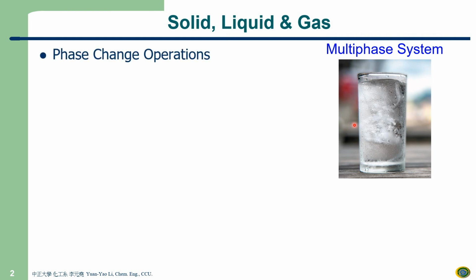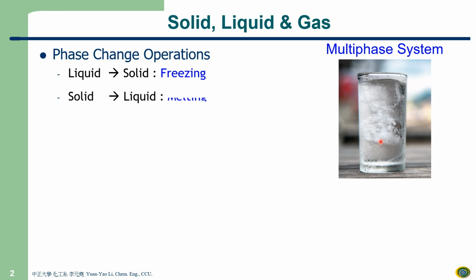So when you want to change the phase, this is called phase change operations. So you want to change the phase from solid to liquid. How do you call this? When you want to change liquid to solid, how do you call this in English? Freezing, right? You freeze. Think of ice, water, and vapor, water vapor. So liquid to solid, we call freezing. How about solid to liquid? Solid to liquid, we call melting, right? Solid was melted.